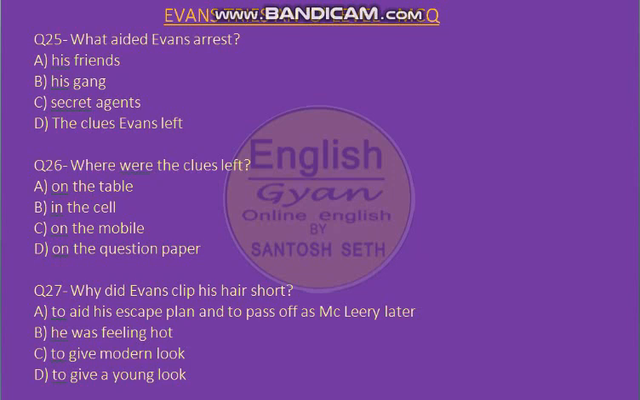Question number 26. Where were the clues left? A. on the table, B. in the cell, C. on the mobile, D. on the question paper. Question number 27. Why did Evans clip his hair short? A. to aid his escape plan and to pass off as McLeary later.